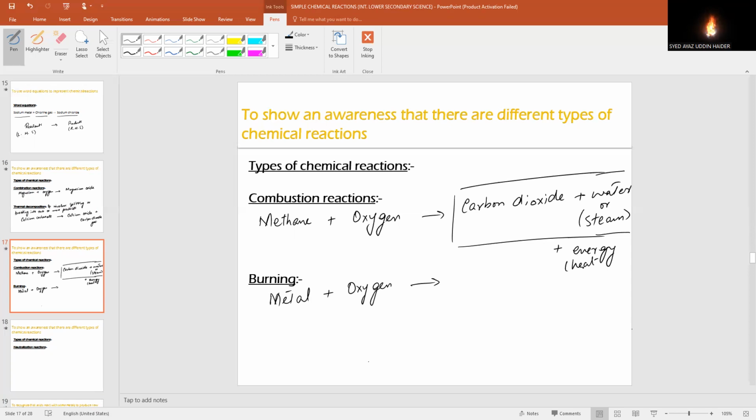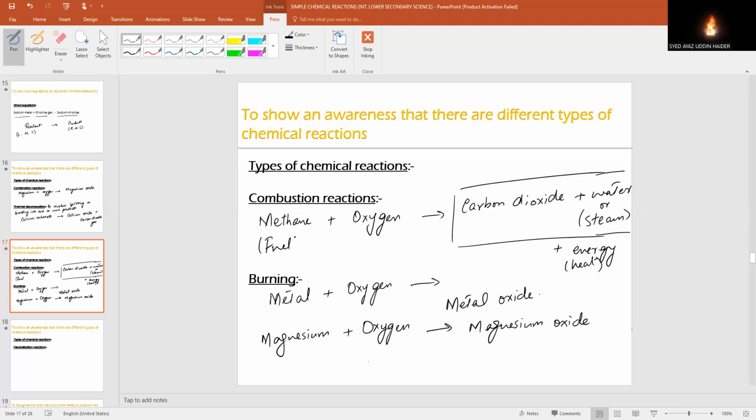So in case of burning, when we are reacting metal with oxygen, you will get metal oxide. You can take the example of magnesium plus oxygen, and the product will be magnesium oxide. Remember, this reaction is not an example of combustion reaction because energy or heat is not produced during this reaction. So combustion reactions involve the burning of fuels. Methane is a fuel.